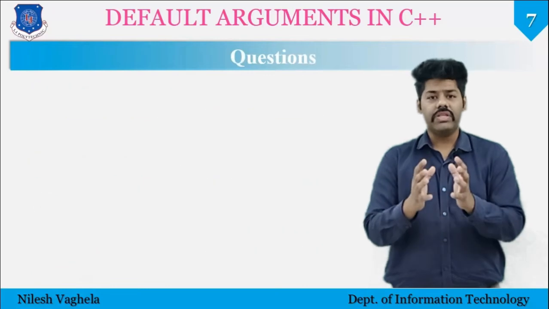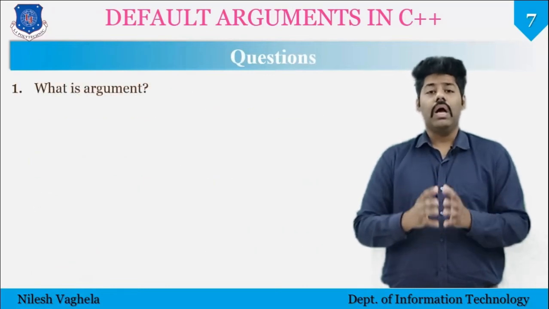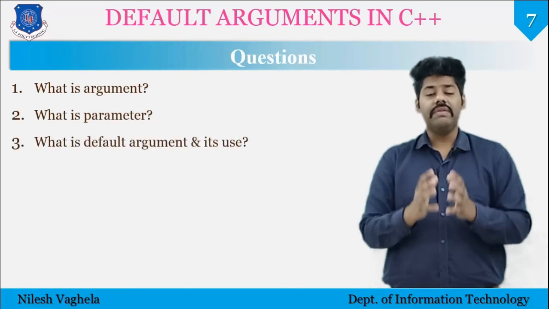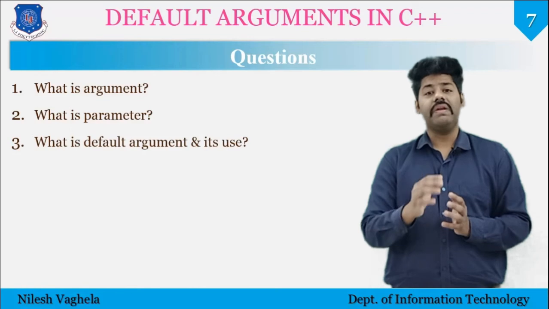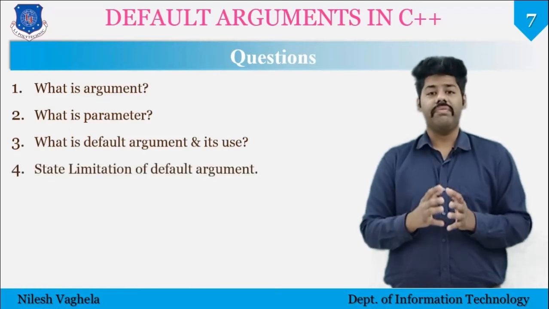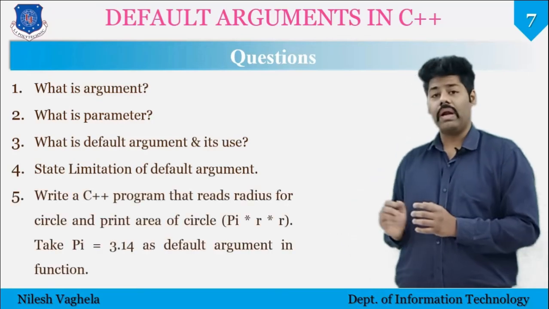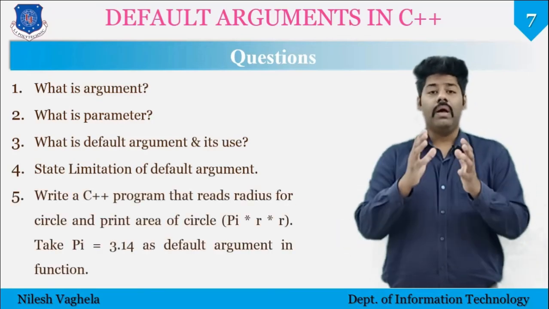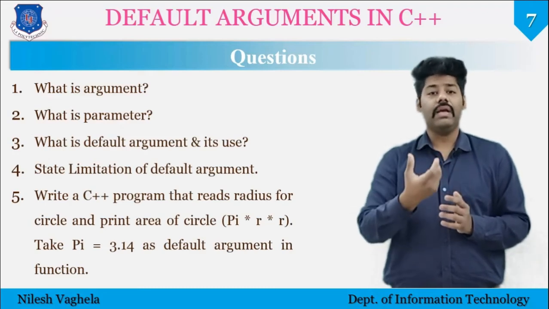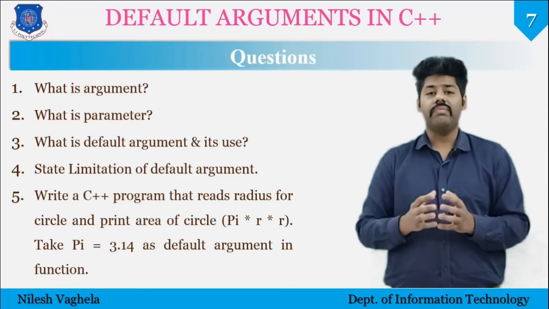Apart from this, some questions that can be taken from this particular session are: what is an argument? What is a parameter? What is a default argument? What is the use of default argument in C++? Can you state the limitation of default argument which is available in C++? And I am giving you one demo program which has been written over here. We have seen the addition with default arguments, right? We have taken integer a, integer b, and a default argument integer c, and we have performed the summation.